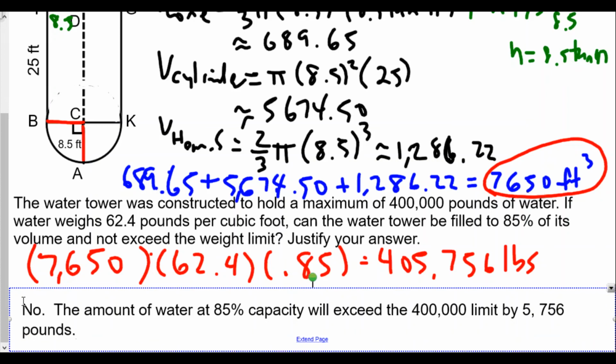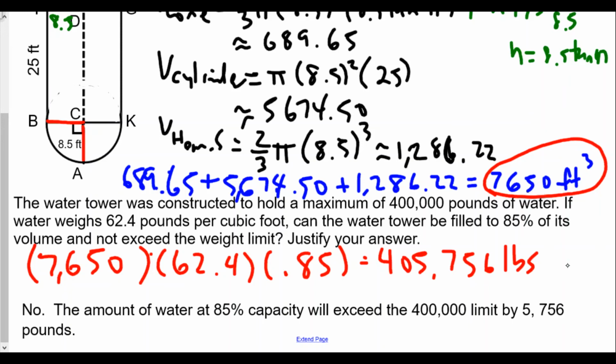So we calculated the amount of water we had, 85% of that, and then multiplied by 62.4 pounds per cubic foot to translate to the weight of the water. And again, only 85%, and it's very close, but it goes over. It goes over. So this is why we say in this case that it's not going to be enough.